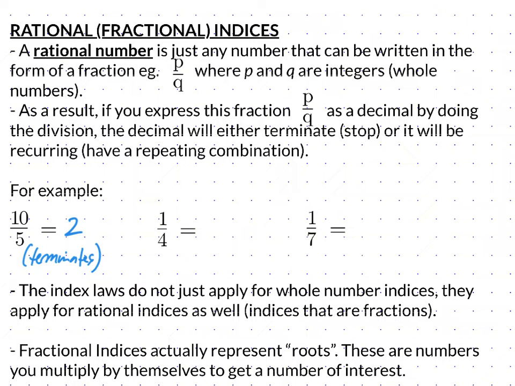What about 1 over 4? That's not going to be a whole number. However, 1 divided by 4 in the calculator is 0.25. It stopped. So once again, it terminated.